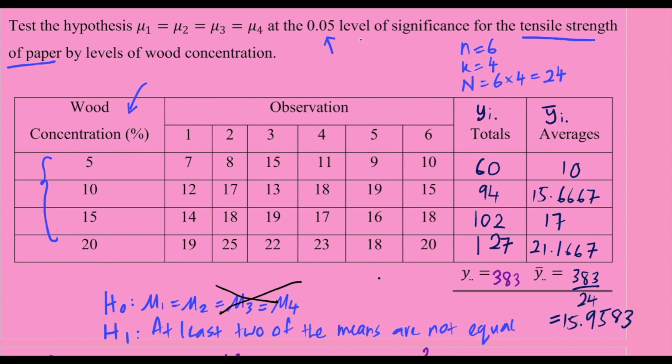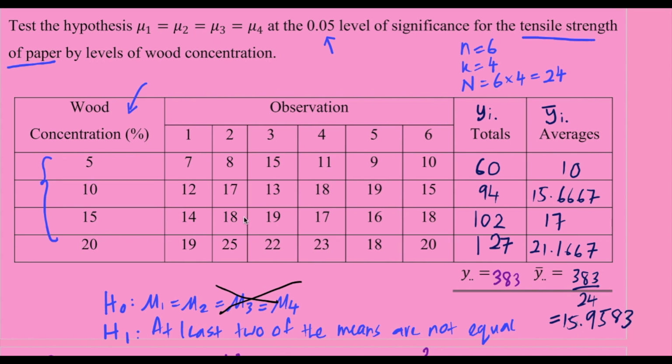So you could rewrite the conclusion as at least two of the mean of the observations, right? Two of the mean tensile strength of paper are not equal or are different. So you can write that. Or the levels of wood concentration significantly affects the mean tensile strength of paper.